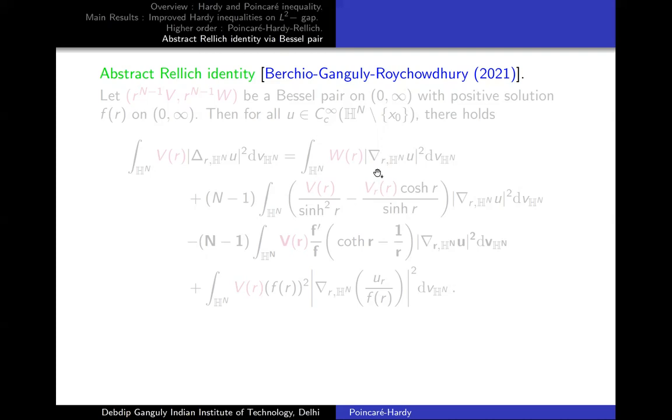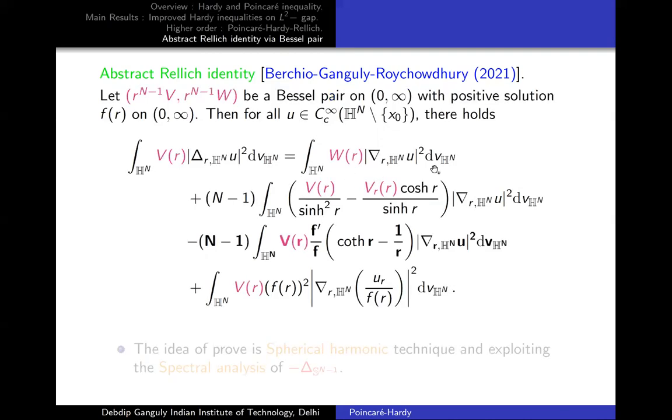Unfortunately, we could prove that this type of abstract inequality holds, where V and W form a Bessel pair and this is a radial Laplacian. It's an even better inequality that we obtain with this. So we can always prove that this is less than or equal to V of R times the modulus of the Laplacian of U squared.